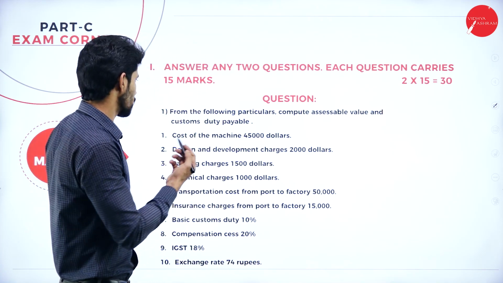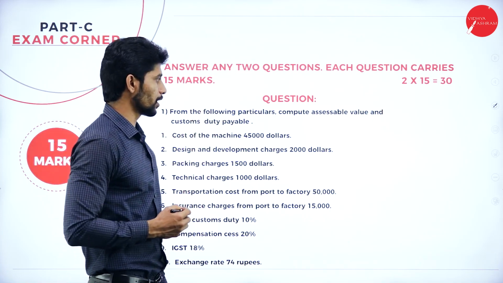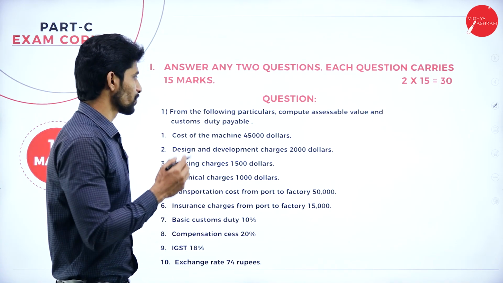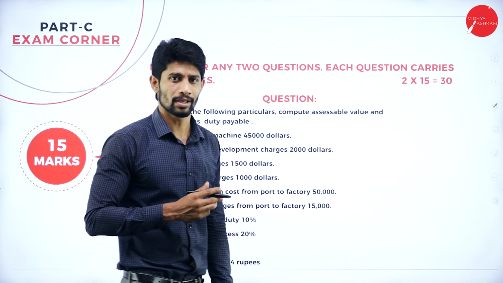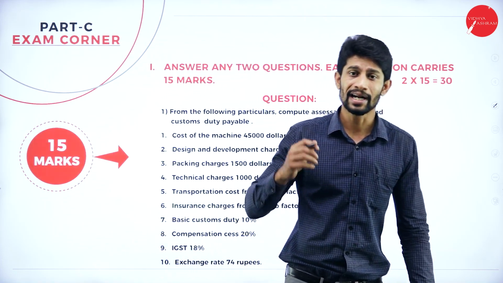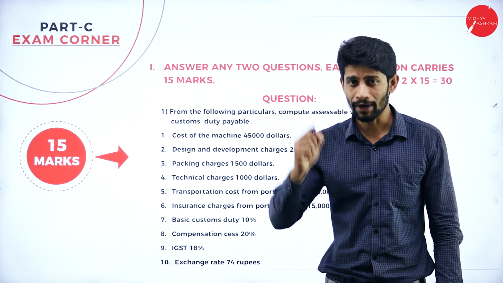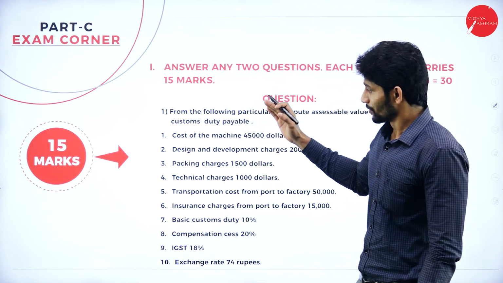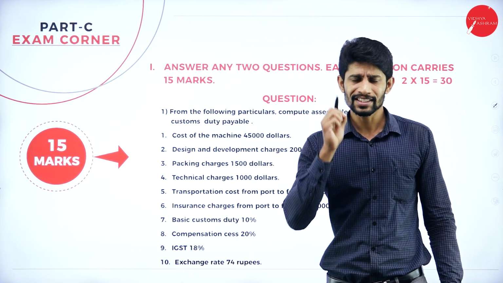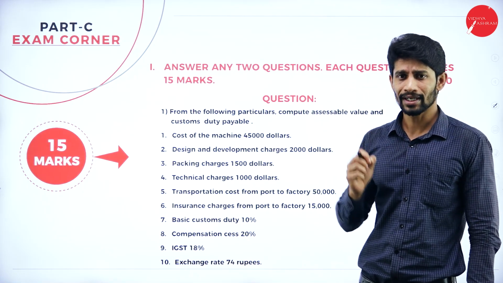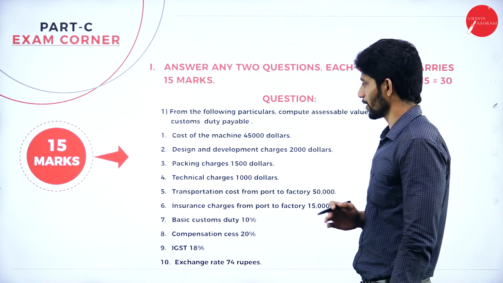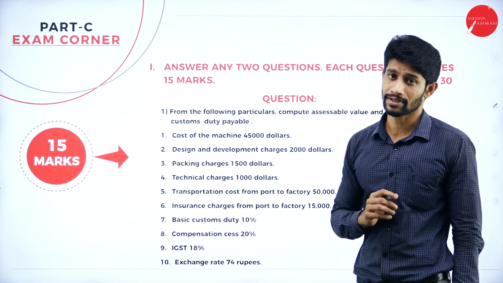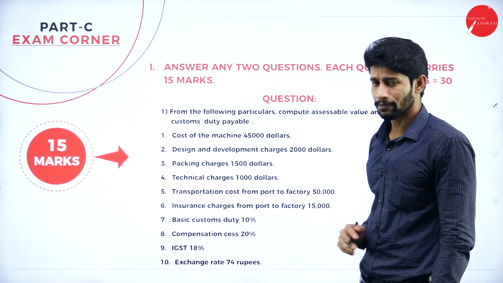How will they ask the question? From the following particulars, compute assessable value and customs duty payable. Compulsorily they ask this question, and 100% they will ask this question in the exam. They can't skip this part, because this is the main chapter in your subject. So from the following particulars compute the assessable value and custom duty payable. This is for 15 marks.